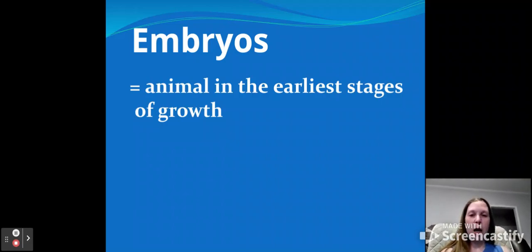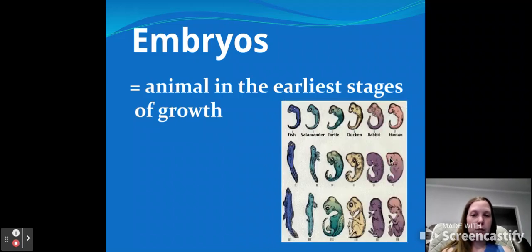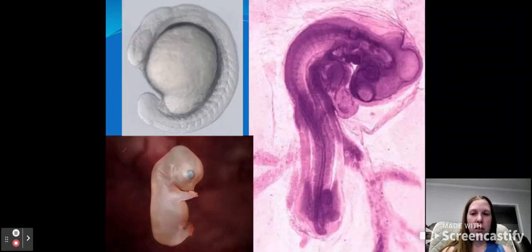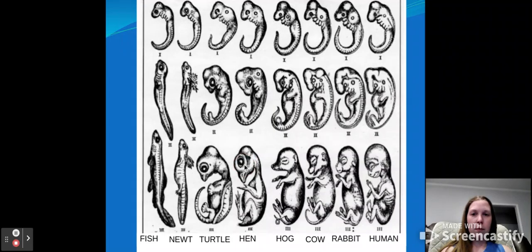And then the last one is embryology. And an embryo is the animal in the earliest stages of growth. So here you can kind of compare the shapes of embryos and what they look like in comparison. As you could tell, here you've got a fish and a salamander. They look pretty similar. You've got a turtle and a chicken. They look pretty similar. And a rabbit and a human. They look pretty similar. So here are just some different pictures of embryos. And same kind of thing here.